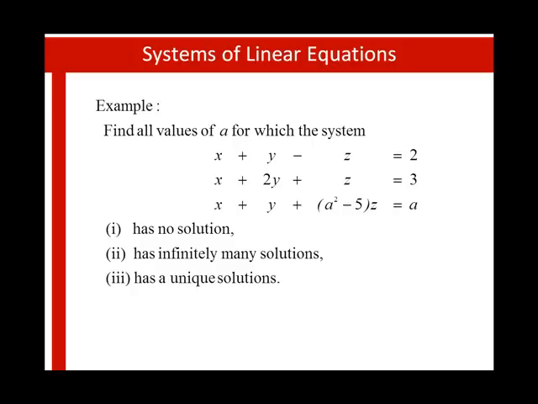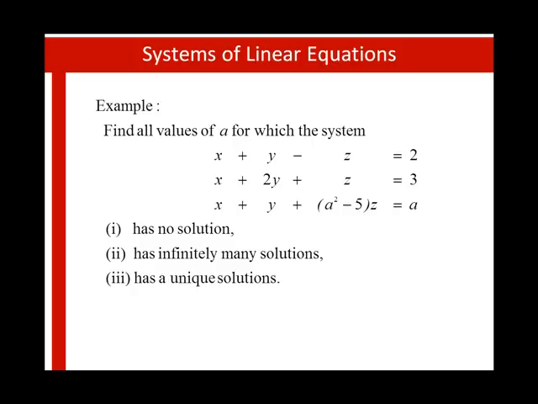Example, find all values of A for which the system has no solution, infinitely many solutions, or a unique solution. As you can see, this is a 3x3 system. In other words, three equations and three unknowns. And it contains the variable A, where A belongs to R. What we need to do is find the value of A for these different cases.